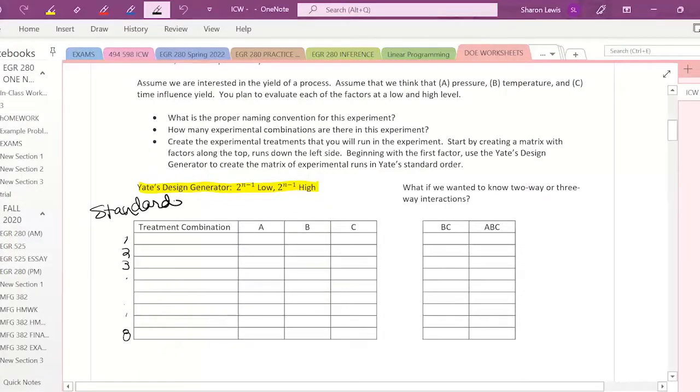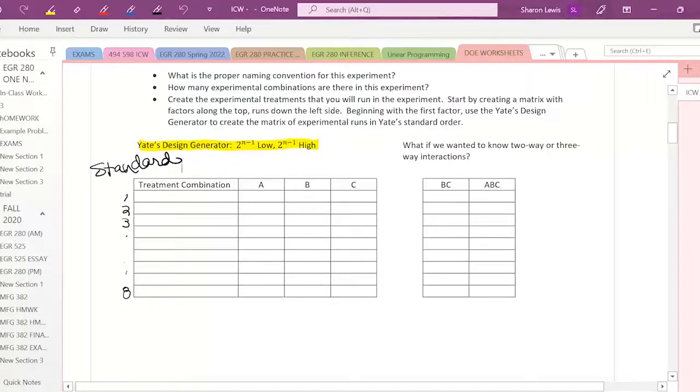Okay, so let's go ahead and set up this matrix just as an example. Assume that we have an experiment where we want to consider three variables, A, B, and C. Maybe it is temperature, pressure, and time. So we want to look at three variables and their impact on, say, yield. So our response variable would be yield. Setting up the matrix is step one.